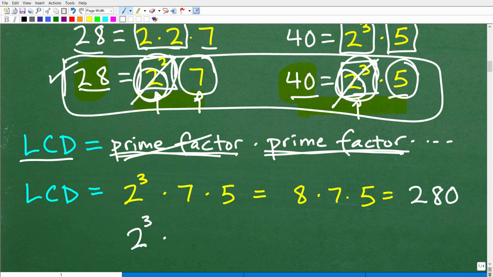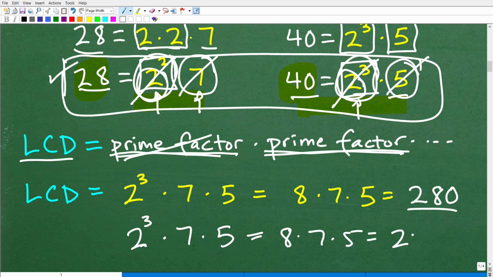So what other unique prime factor do I have? I have 7, so I'll write that down. I need that. And then I have a 5 that has to be represented right there. So now I have 2 cubed, which is the same thing as 2 times 2 times 2, or 8. So 8 times 7 times 5. If I do this calculation, you get 280. And there you go. That is the LCD.